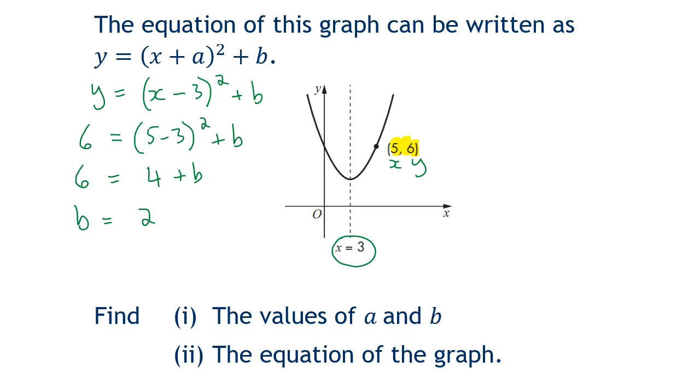So what we must do somewhere is write out our answer. It said find the values of a and b. a is -3 and b was 2. And then the equation of the graph, well, that's the original equation with our values substituted in. So y equals x minus 3 squared plus 2.